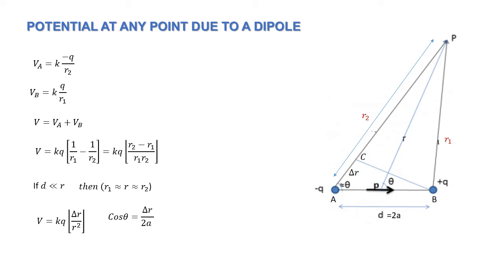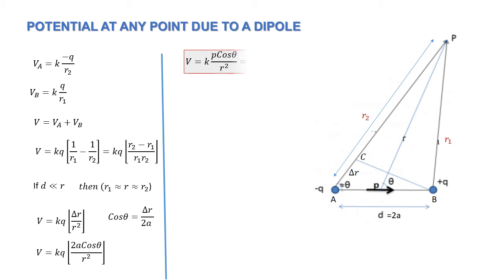So the potential expression becomes KQ 2a cos theta upon r square. In this equation, Q into 2a is charge into the distance between the two charges. It is the measure of the dipole moment. So Q into 2a can be written as p. Hence the equation becomes V is equal to KP cos theta upon r square. In place of K, you can write 1 upon 4 pi epsilon naught. So the final equation is V is equal to 1 upon 4 pi epsilon naught, p cos theta upon r square. Potential depends upon the direction of r.